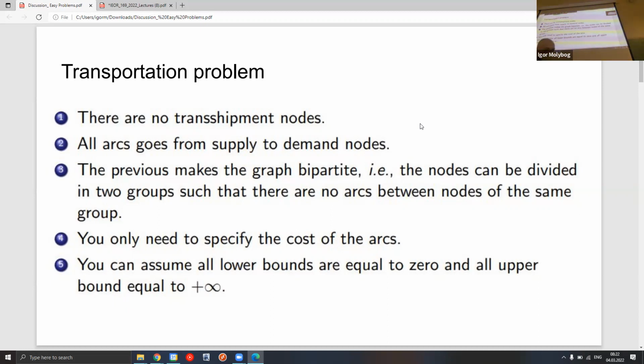So the question here is, basically, given that you have a supply, for example, in some cities, and you have some demand somewhere, I don't know, in other countries, you need to decide through which routes you distribute your supplies to the overseas countries. So this is the motivation for the specific formulation. Therefore, this problem is called the transportation problem.